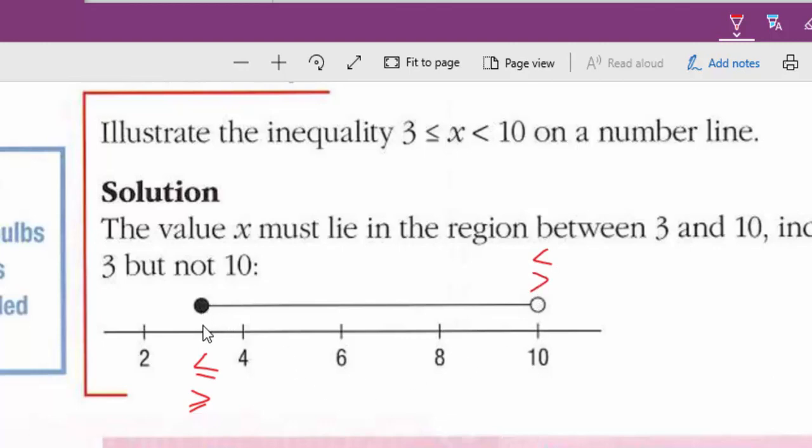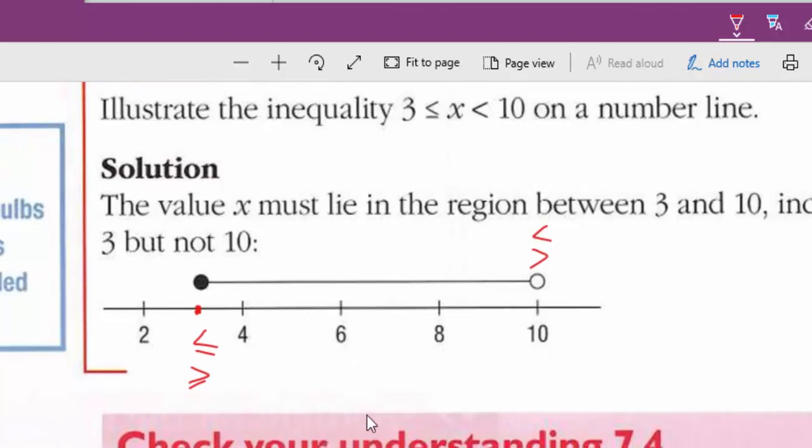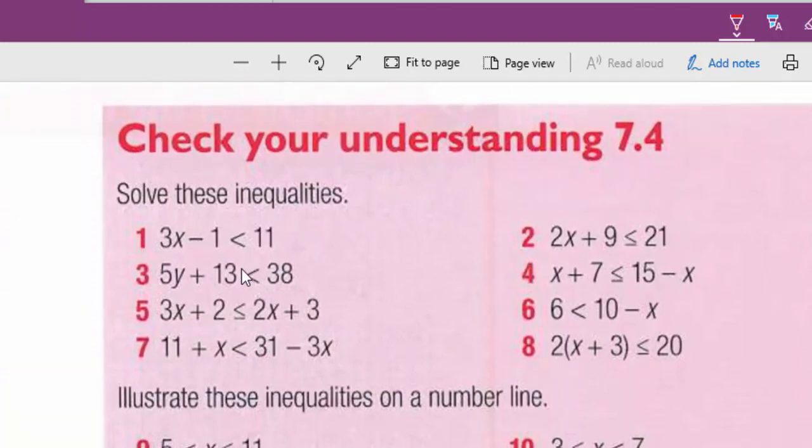Since this one is closed, it means the first number is in with the answer. But when it's open like this, it means the first number is not in with the answer. Whatever comes after the first number is in. Like here, 10 is not in, but 9.9, which is right here, is in. Here, it is 3. The 3 is in the answer. This is the difference between closed beginning of the inequality on a number line and open ones. Solve these inequalities. To solve inequality, as I said, we just do the steps like solving a linear equation. Let's do question 1.